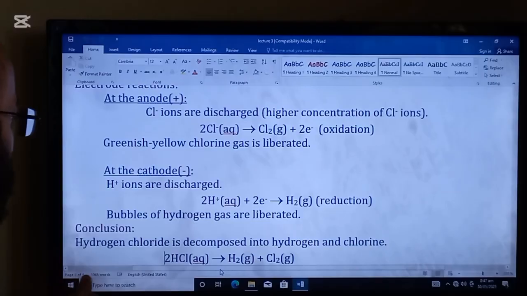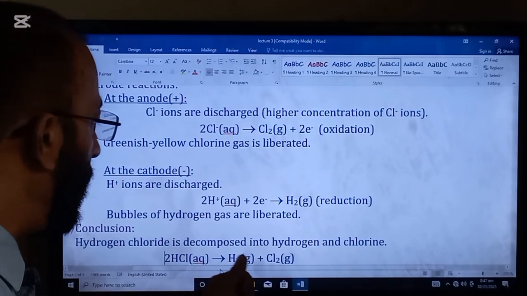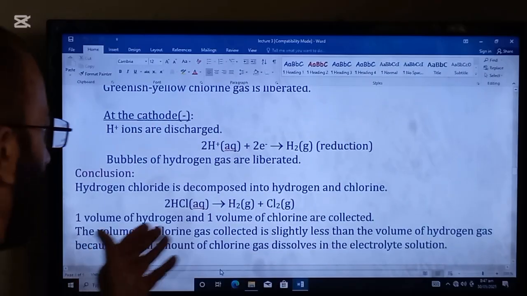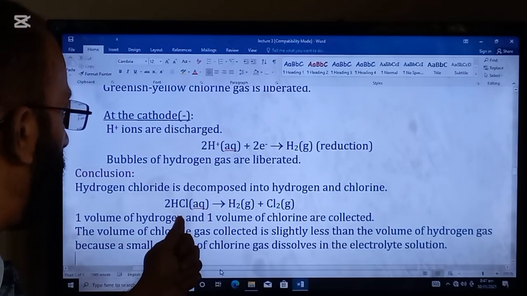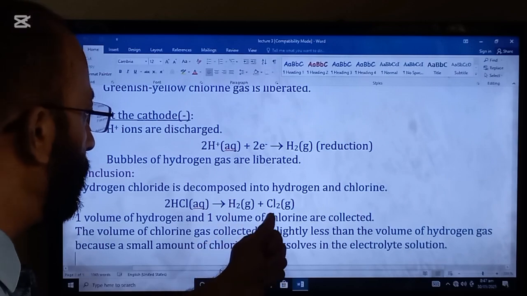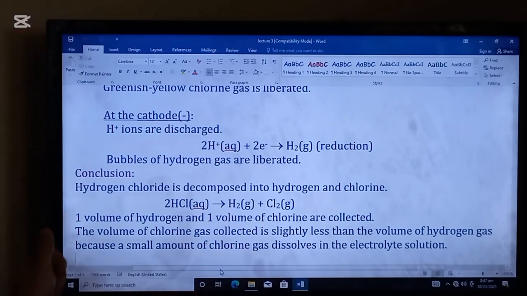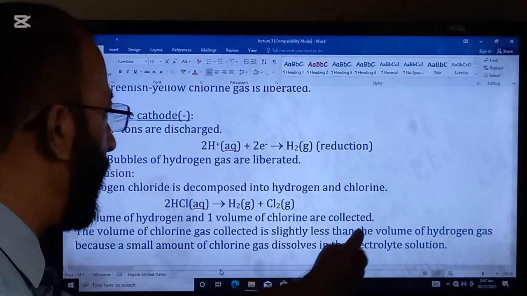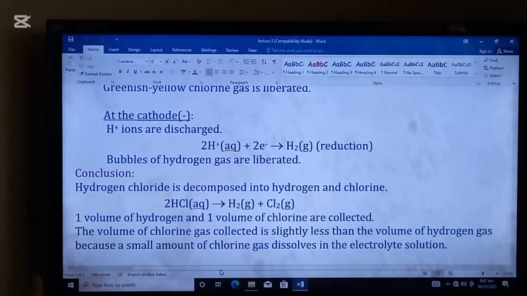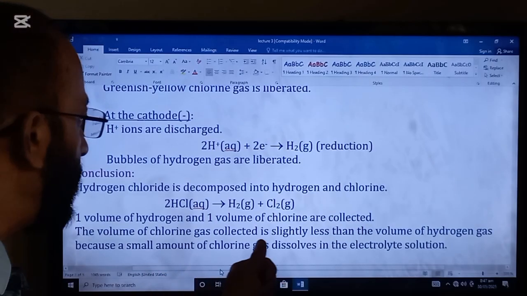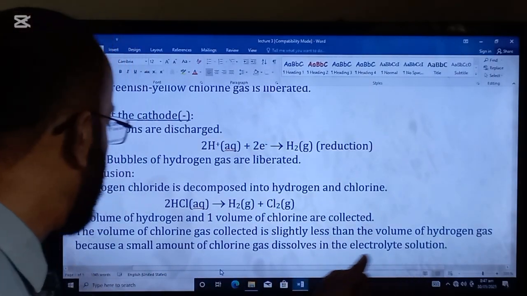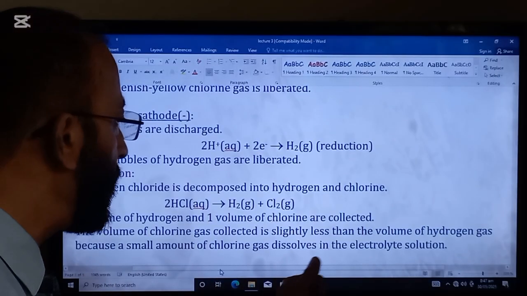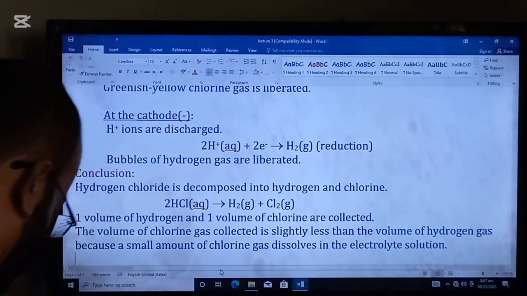Conclusion. Hydrogen chloride is decomposed into hydrogen and chlorine. And this is the reaction: 2HCl forms H2 plus Cl2. One volume of the hydrogen and one volume of the chlorine are collected. The volume of the chlorine gas collected is slightly less than the volume of the hydrogen gas because a small amount of the chlorine gas dissolves in the electrolyte solution.